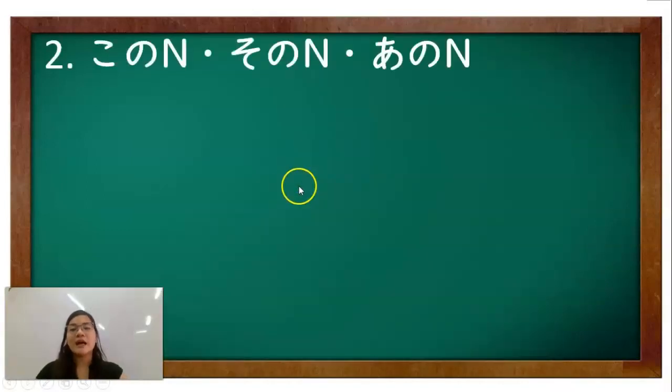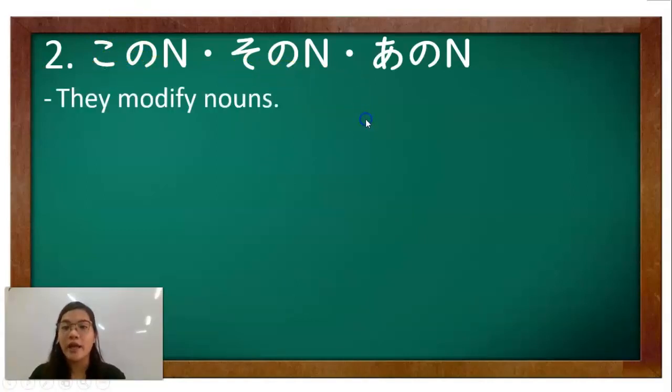Okay, next up is kono noun, sono noun, and ano noun. Okay, so since this is noun, we use no to connect this one. So change re to no. So that would mean kono noun, sono noun, and ano noun.